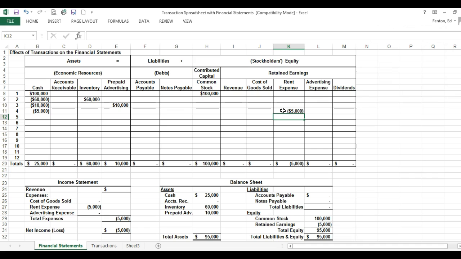In the balance sheet account, you see now we have a retained earnings account with a negative $5,000. The common stock account did not change, but the total liabilities and equity equals $95,000, as well as total assets.